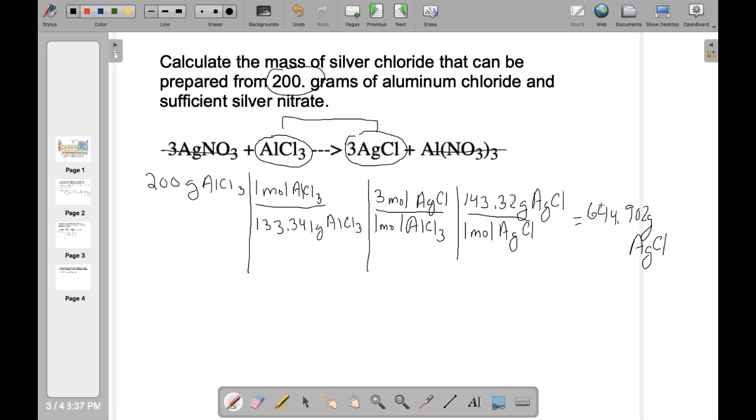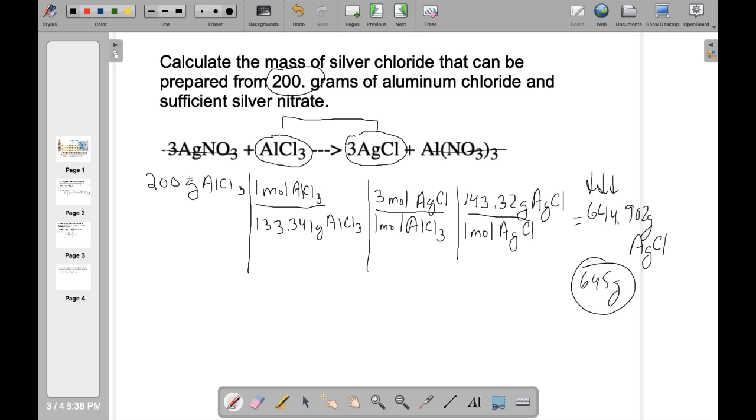So I could round it off to 645 grams, because that's significant, that's significant, that's significant. Now this number is going to have to be rounded, and that's a 9, so it's 645. So that's my answer, 645 grams of silver chloride.